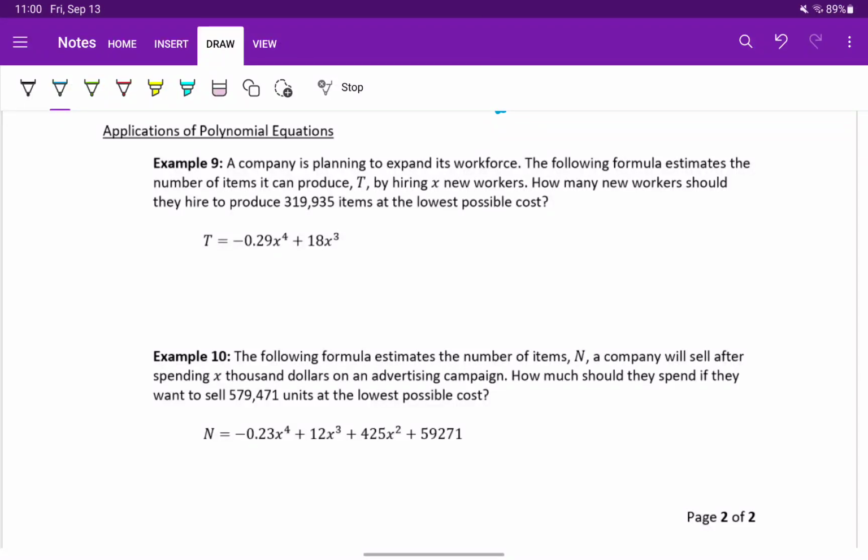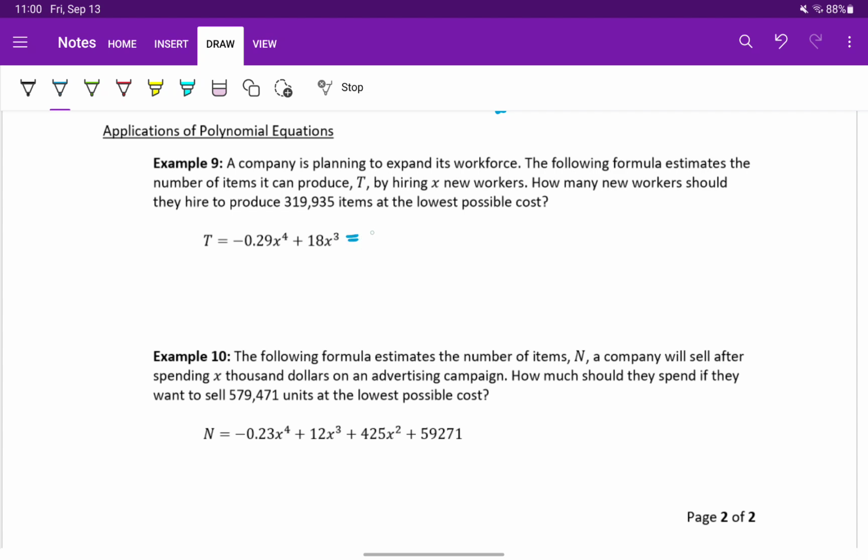The next two examples both deal with applications of polynomial equations. In example 9, we have a company that wants to expand its workforce. The following formula estimates the number of items that it can produce, T, by hiring X new workers. How many new workers should they hire to produce 319,935 items at the lowest possible cost?